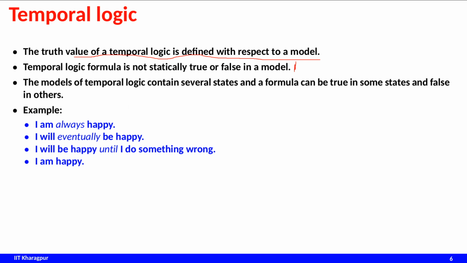So the thing is, in some part it can be true and some part it may be false as well. And in order to specify this temporal idea, which is very common in our normal life, I can say that I am always happy, I will eventually be happy, I will be happy until I do something wrong, or the simple thing is I am happy.